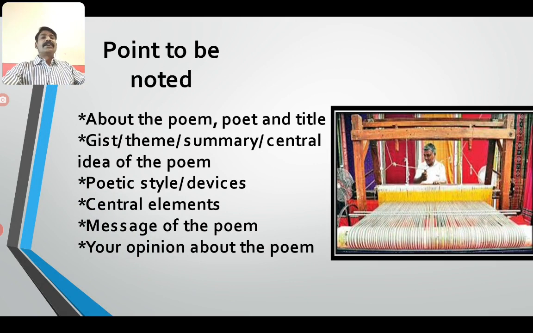Appreciation of the poem consists of six points. First, about the poem, poet and title: in this point, the student has to write some small information about the poem, poet and title. Now, what is the summary, gist or central idea of the poem? It means a brief statement or account of the main point of the poem, and needless points should be skipped. So that is the theme, summary, central idea of the poem. It all comes under one roof.